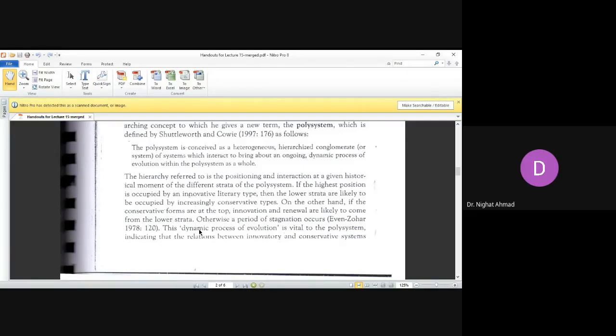If the highest position is occupied by an innovative literary text, then the lower strata are likely to be occupied by increasingly conservative ones. So within that polysystem, if you're talking about this hierarchy, that means you give some high stature and some low. If within this system the highest position is occupied in a polysystem by such a text that you consider very innovative, very creative, something totally new, very innovative literary type, you give it the highest position in this polysystem.